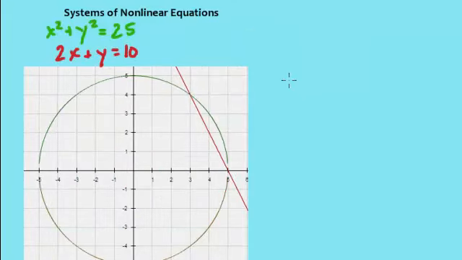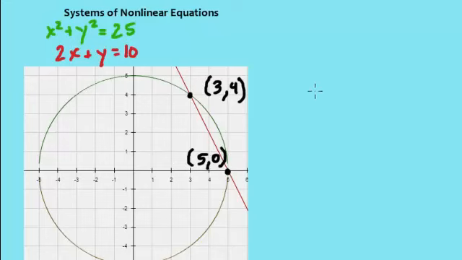My next example is a circle and a line. Now the green is my circle equation and the red would be my line equation. You can look here to see that they cross at, let's see, x is 3, y is 4, and they cross right here, and x would be 5 and y is 0. So there's where they cross graphically.